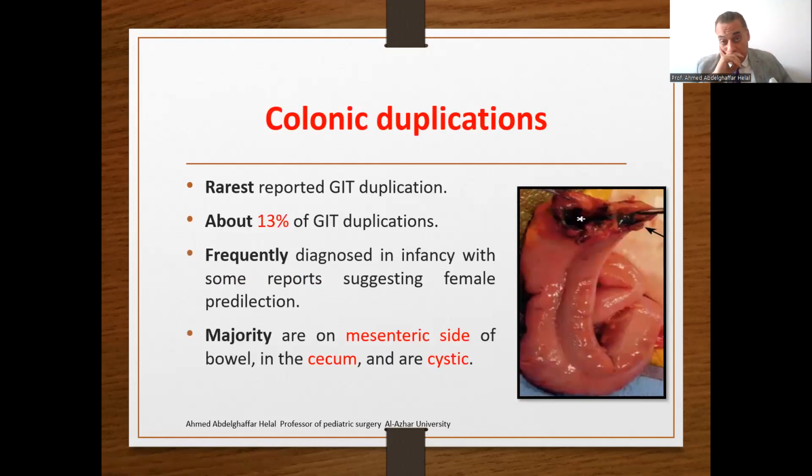Colonic duplication will go down the colon. It is the rarest reported gastrointestinal duplication, a double colon as we see here. This is colon and colon, a duplicated colon. It accounts for about 13% of gastrointestinal duplications, is frequently diagnosed in infancy, and some reports suggest female predominance. The majority are on the mesenteric side of the bowel in the cecum and are cystic.